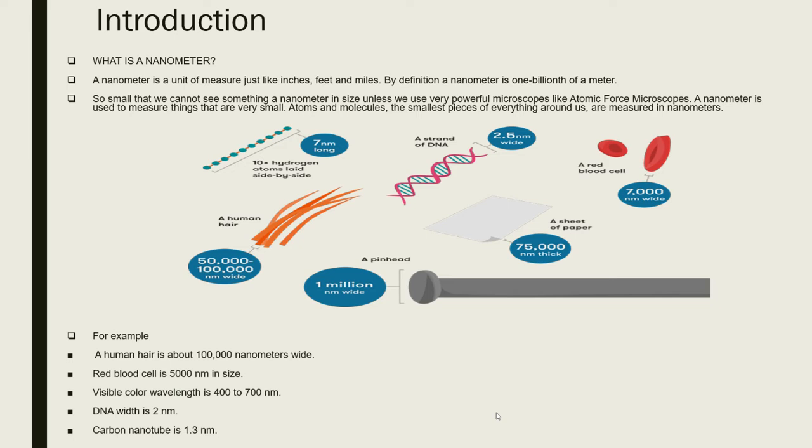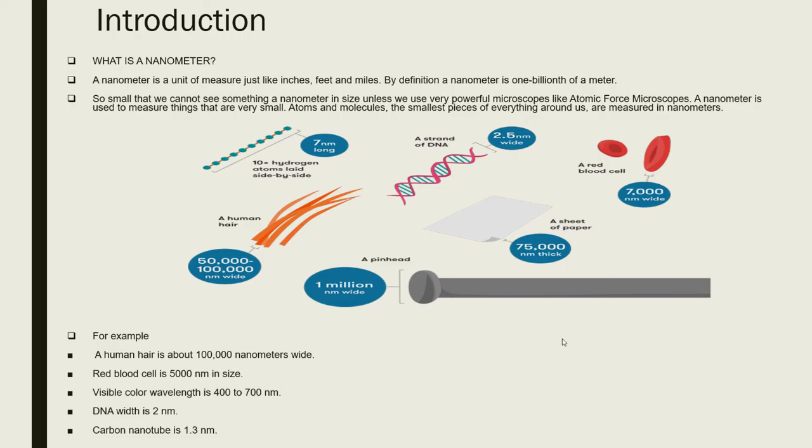So we can write it as 1,000. That is a big number. And when we divide a meter into 1 billion parts, that is very small, so small that you cannot see something a nanometer in size unless we use a very powerful microscope like an atomic force microscope. So a nanometer is used to measure things that are very small, at the nanoscale, like atoms and molecules, and the smallest pieces of everything around us are measured in nanometers.